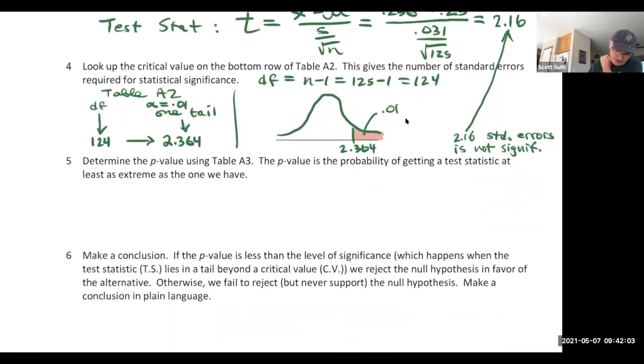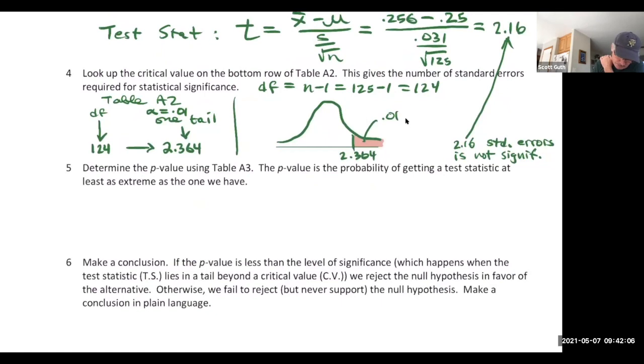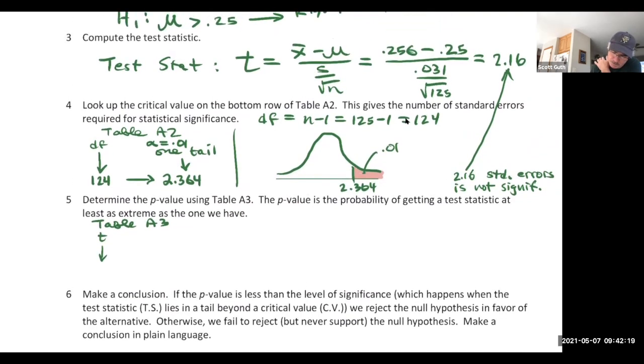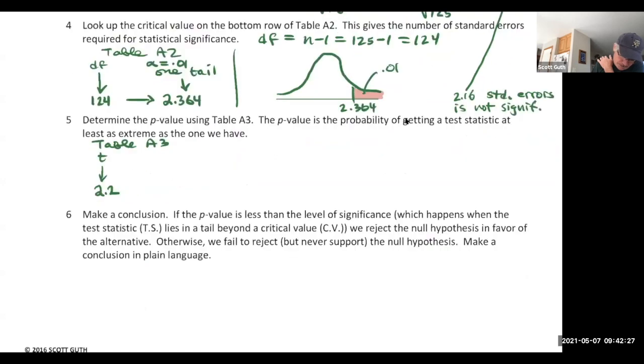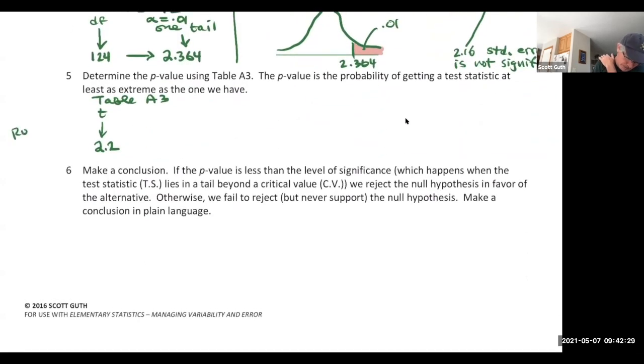And then the p-value is sort of the more important number. So let's do this real quick. We're going to table A3. The t statistic here is, again, 2.16, which we're going to round to 2.2. So this is me rounding the test stat, I'll just write TS, to 2.2 right there.